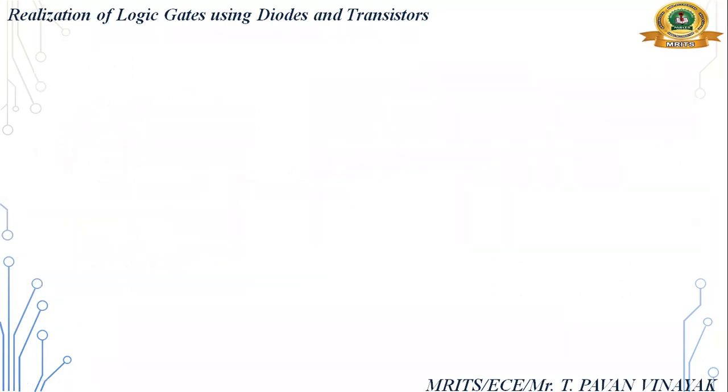Next one is IC interface. So what is IC interface? For designing a circuit, we use two different logic families, meaning we use two or three ICs with different logic families. For a single output, we combine different logic families. So that is called IC interface.